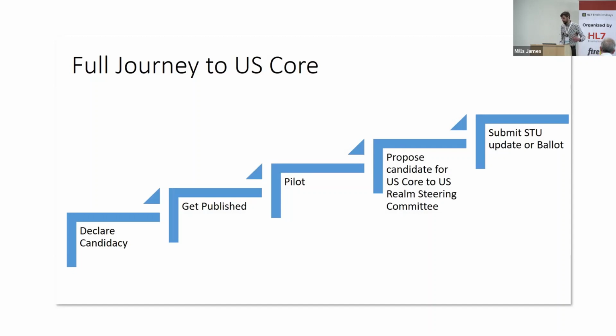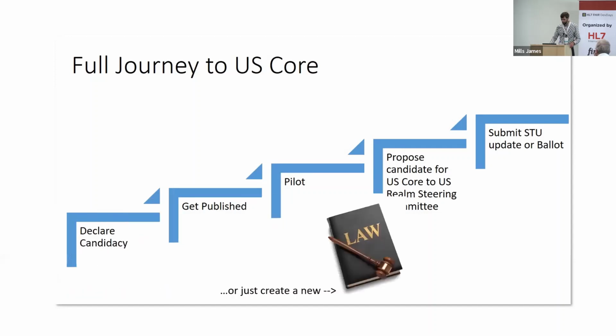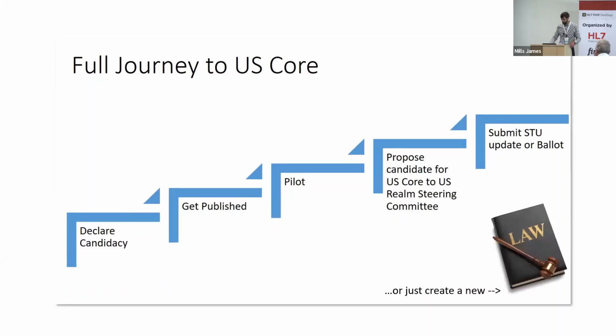And then you can propose it to this committee at HL7 called the US Realm Steering Committee and US Core, and then it could be included through a ballot. That's the example of Gravity or some other accelerator or some group doing a ton of work to include it. Or you can just write a new law. That's what ONC does.